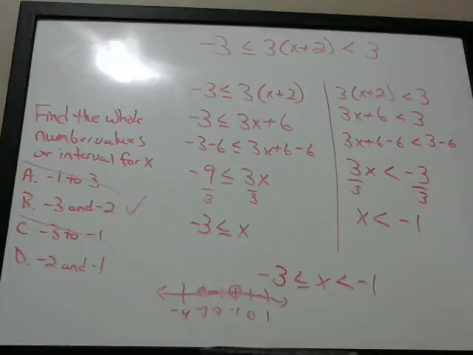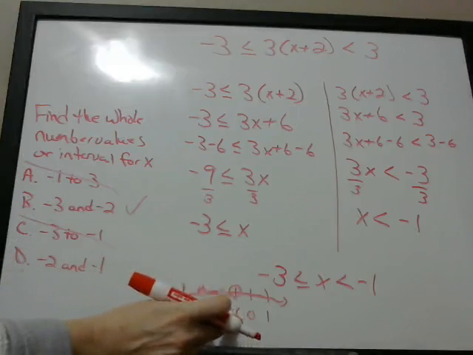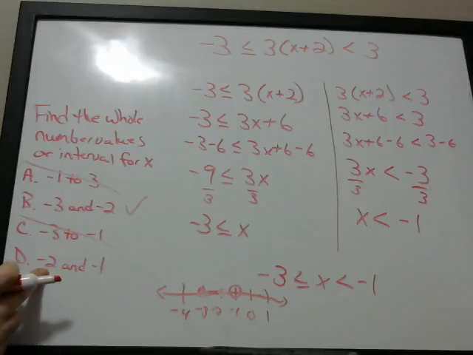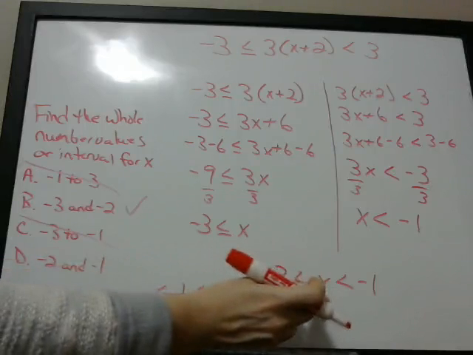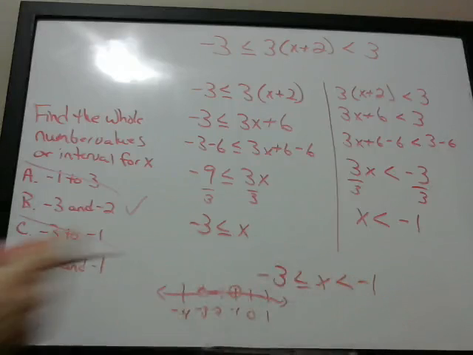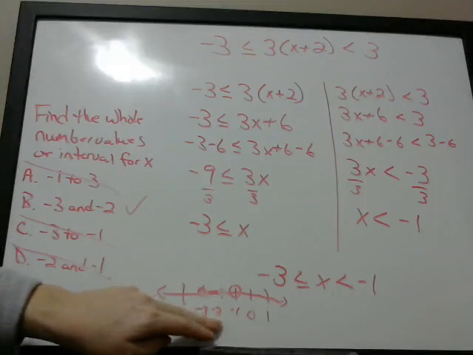And the last one, negative 2 and negative 1, meaning that those are the two whole number values. Well, negative 2 is right, but negative 1 doesn't satisfy this equation because negative 1 is not less than negative 1. It's equal to negative 1. So that's not a right answer. So the correct answer is the two whole numbers are negative 3 and negative 2.